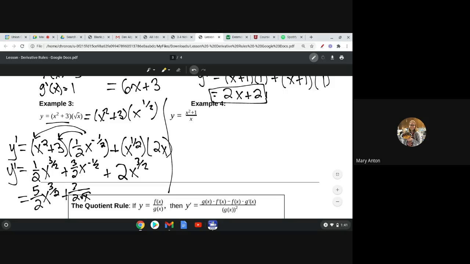Okay. Let's move on. This one, what is going on? I don't see a product. I see a quotient. I see something divided by something. What's up with that? Why is this in the product rule section? Oh. Alexa says this is really just like saying x squared plus 1 times 1 over x.